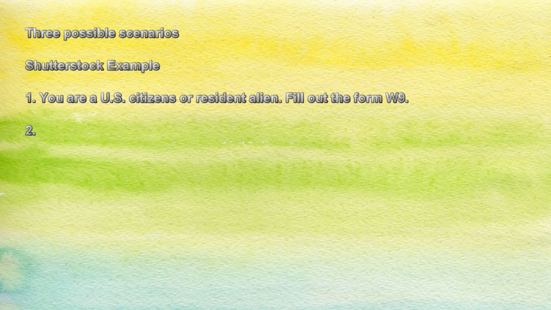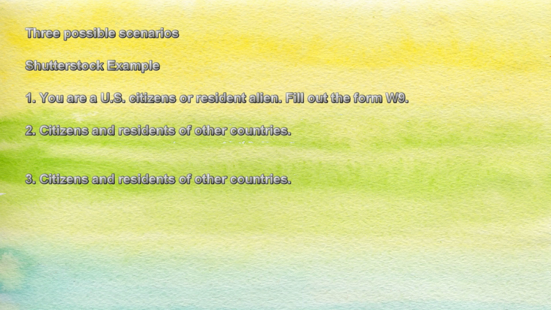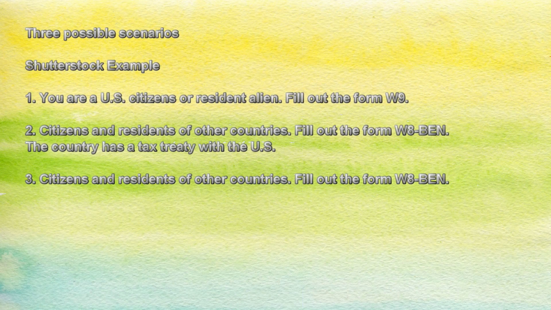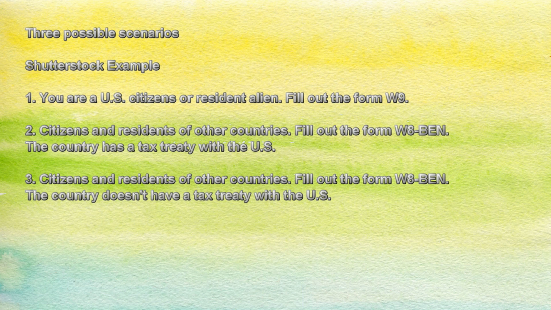Scenarios number 2 and number 3 are kind of similar because they both relate to people who are citizens or residents of other countries and not the United States. And both of these groups have to fill out the form W-8-BEN. The difference between scenarios 2 and 3 is that these people who live in other countries can live in a country that has a so-called tax treaty with the United States, or they can live in a country that doesn't have a tax treaty with the United States.